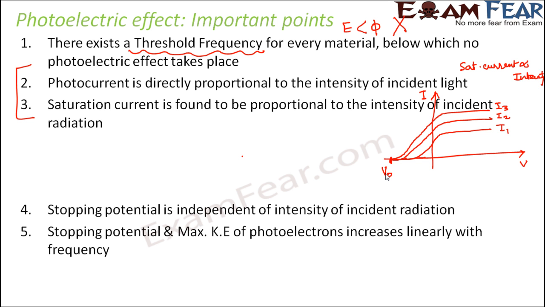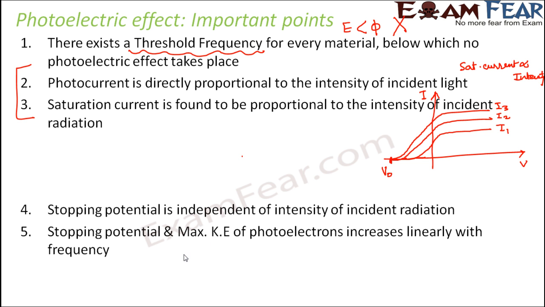So understand this relation. When intensity is more, more electrons are getting emitted, so more current. When frequency is more, the number of electrons getting emitted is not changing, but the maximum kinetic energy of the photoelectrons increases, right?